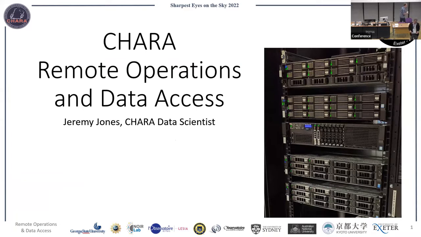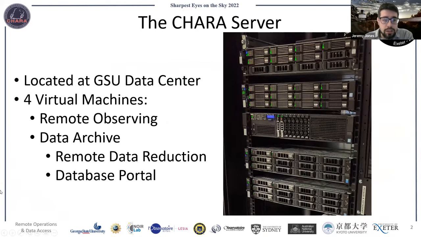Excellent. Hi, everyone. I'm Jeremy Jones. I am the data scientist at CHARA, and I'll be talking about the remote operations and how to access CHARA data. So here is a nice image of the CHARA server that's hosted here at Georgia State in Atlanta. And on the server, we have 4 virtual machines: the remote observing machine, the data archive, the remote data reduction machine, and our database portal machine.